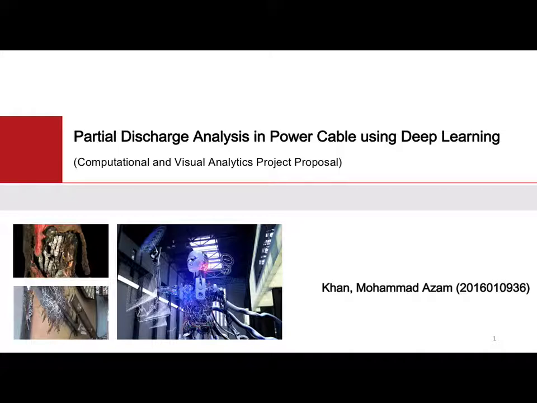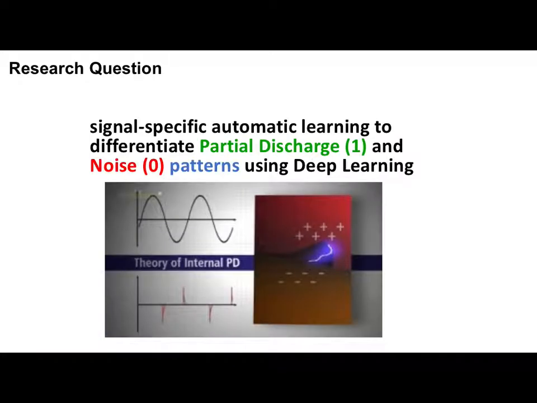So what is the problem when partial discharge occurs? This can cause a complete blackout or complete breakdown of the electricity supply. So it has an impact on social and economic losses. We need to consider this problem very seriously and try to solve it.